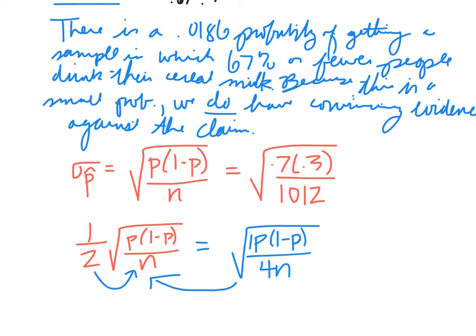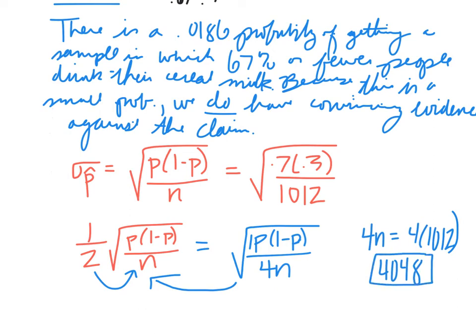So I'm going to need to do 4 times n, so that's going to be 4 times 1,012, and that is 4048. You could plug that number into the formula and make sure that that makes sense, but that's a pretty common thing. If they're like, I want to cut the standard deviation in half, because we're taking the square root of it, I actually have to multiply the sample size by 4, because the square root of 4 is 2.